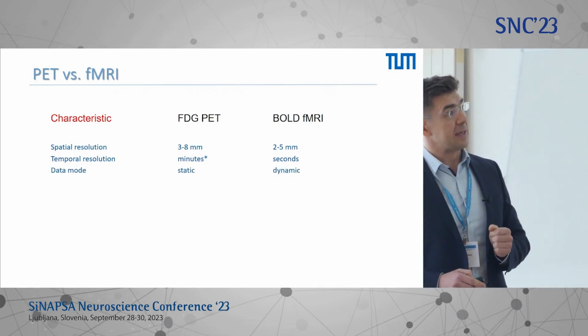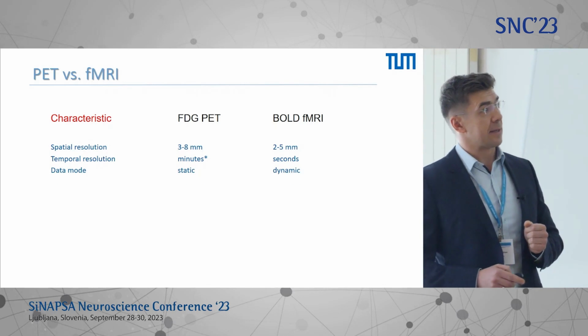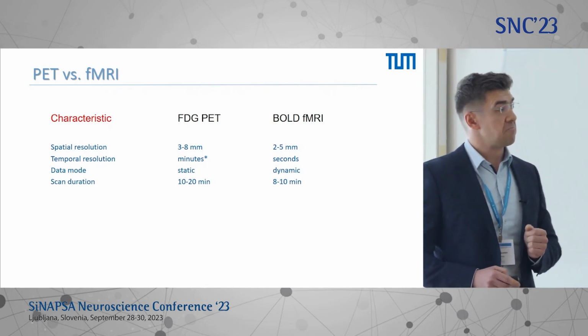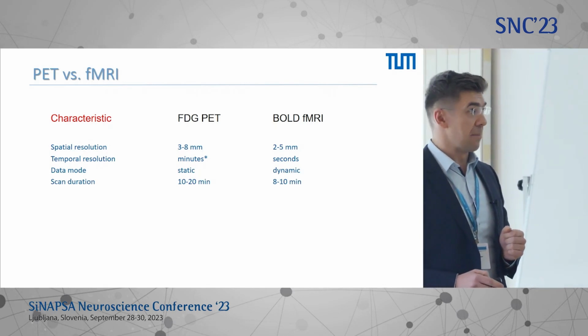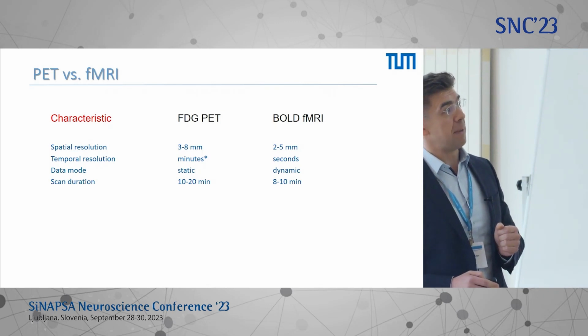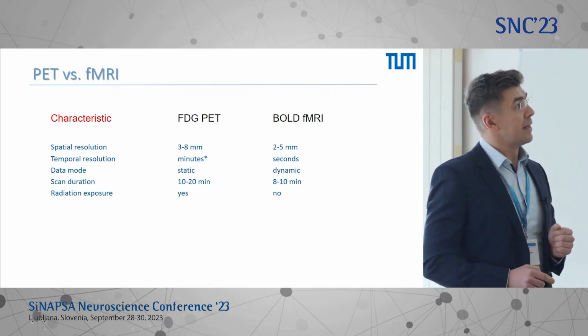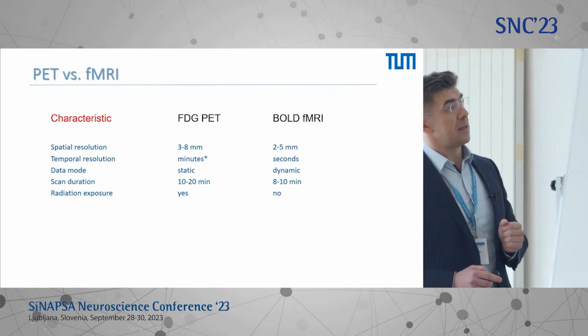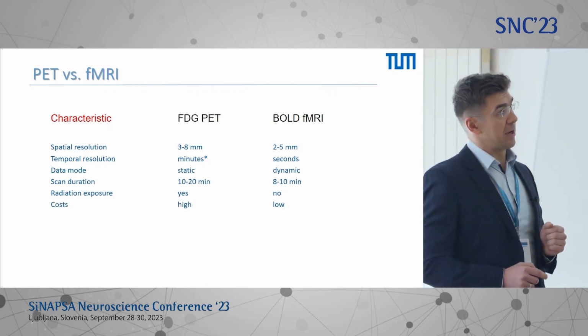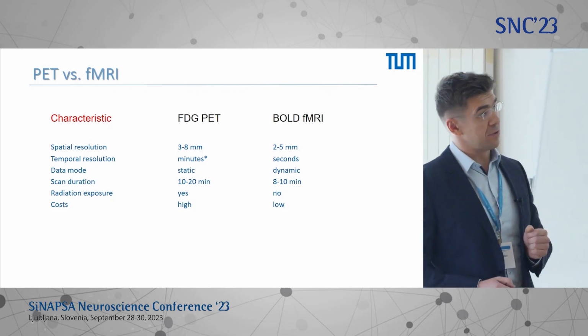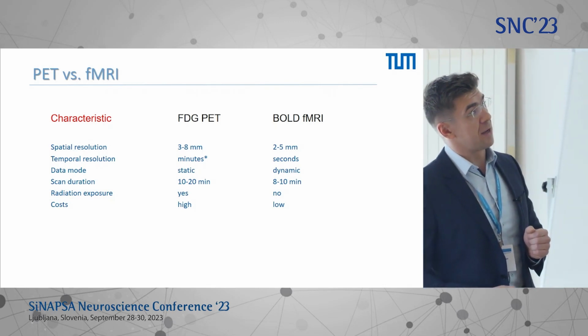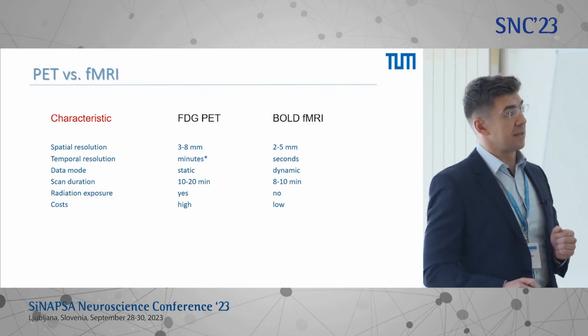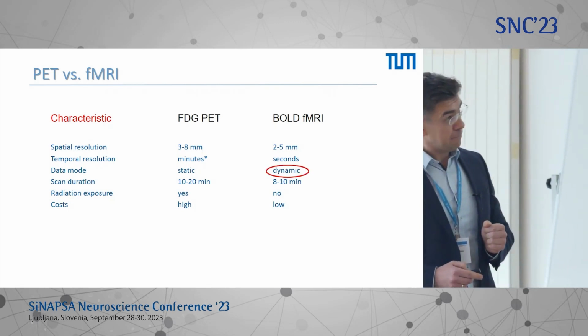Data mode, typically static versus dynamic. Scan duration is a bit longer for PET as compared to BOLD fMRI, and radiation exposure is present in PET, but not in fMRI. And costs, obviously, also a very important difference, are much higher for PET than for BOLD fMRI.